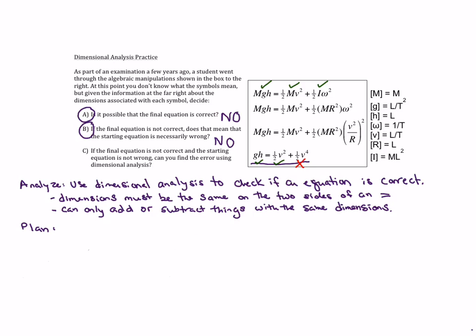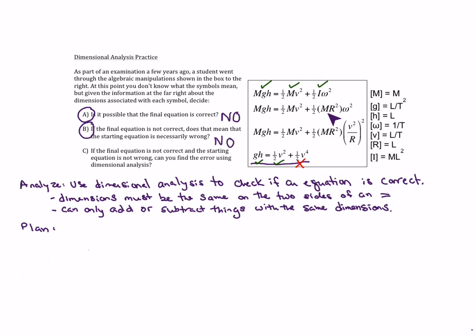Okay, when I did my analysis and planning, the analysis is the same. This is really the same type of problem, a dimensional analysis problem, and I'm going to be using the same tools. But here my plan is a little different because when I take a look at what's going on here, I see between the first equation and the second equation, most of the things are the same, right? MGH doesn't change, half MV squared doesn't change. The only thing that changes here is instead of I, it seems like this student has substituted MR squared.